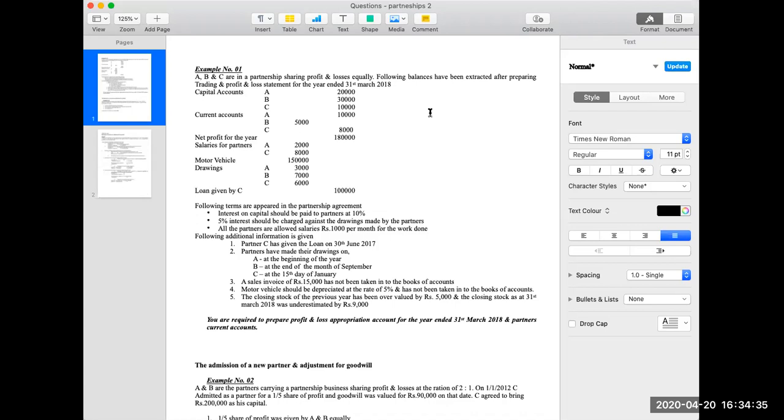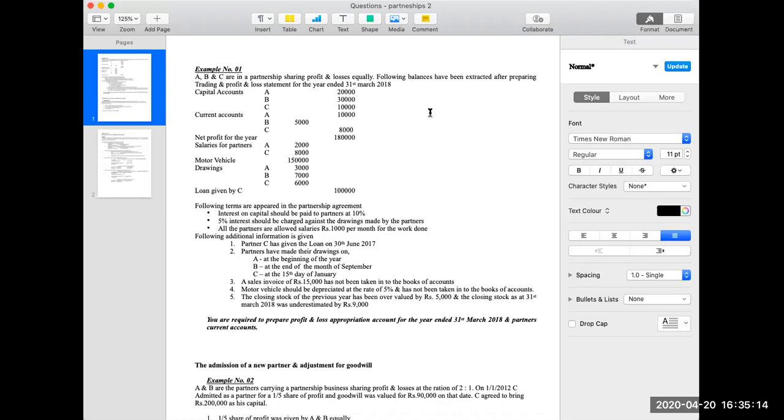C, 1st January. C's drawings value is 6,000. So the amount of interest will be 6,000 into 5% into 3 months. So the value will be 75. That is debited to current account, credited to interest on drawings account. Sorry, credited to P&L appropriation account. Right. What are the other entries that we have to do?